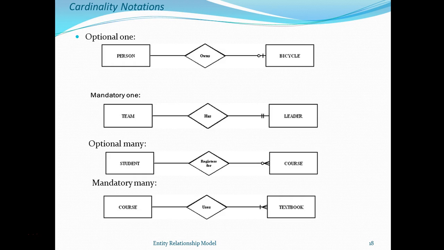Now, for example, the person owns a bicycle is shown as optional one. That means the person may own or may not own a bicycle. If they own, then they can own a maximum of one bicycle, not more than one. The second example, mandatory one: team has leader. That means a team has exactly one leader, not more than one, not less than one. Optional many means student registers for courses. A student can register for one course, or not register for any course, or register for many courses. Mandatory many means courses use textbooks. Each course has to use many textbooks. So these are the notations used for presenting the cardinality in an ER diagram.